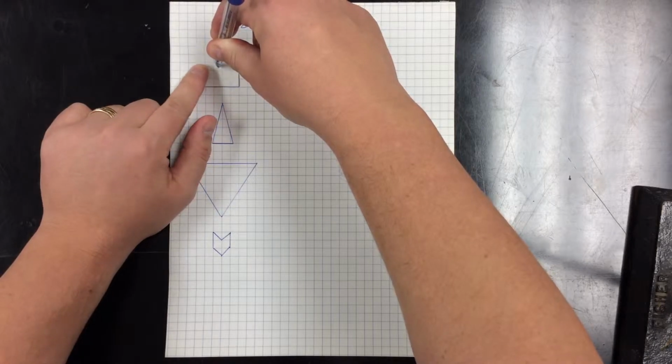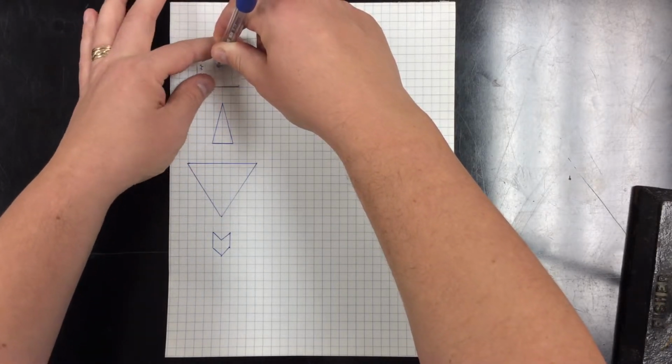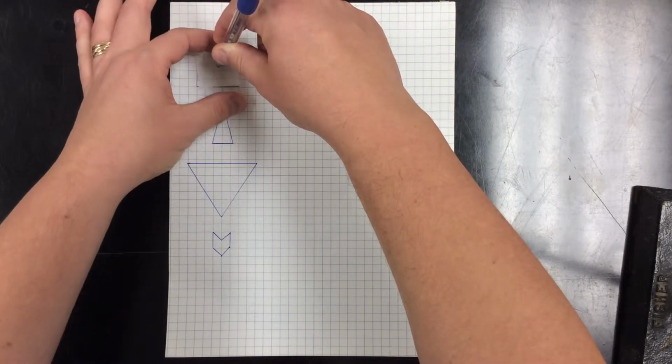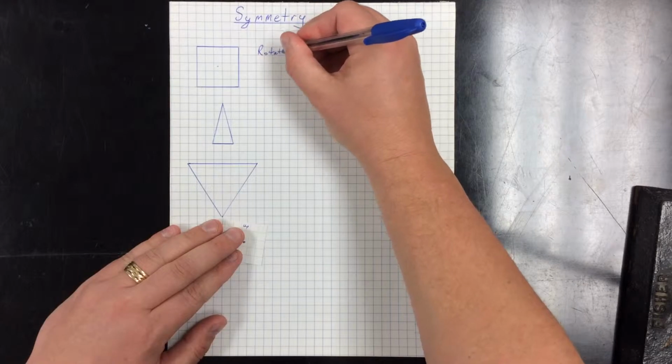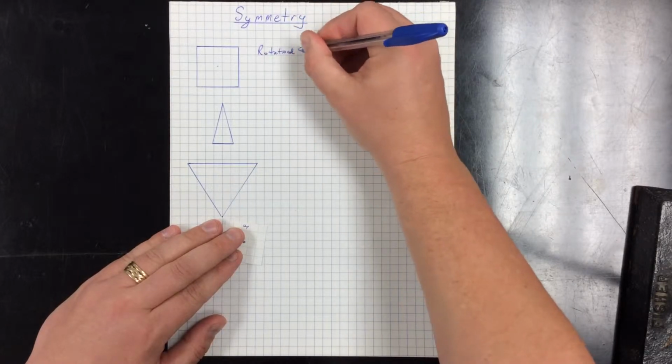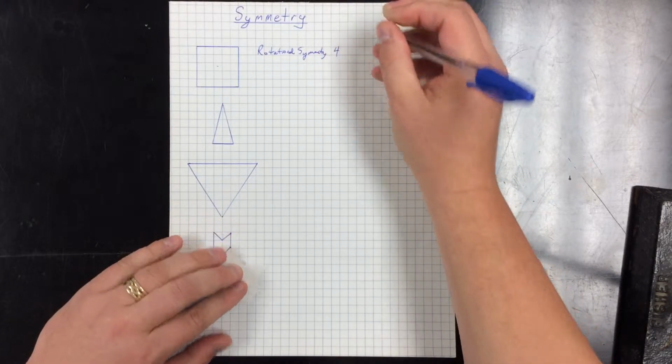1, 2, 3, 4, and we're back to our beginning. So we rotate it. We had rotational symmetry. We saw that it overlapped 4 times.